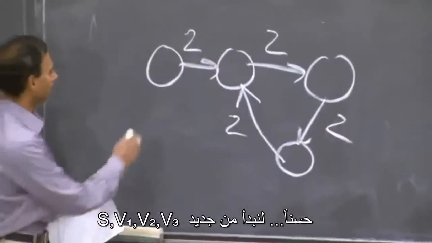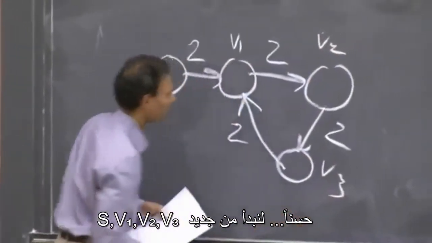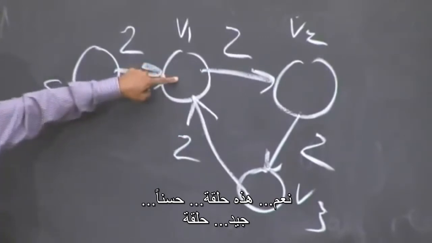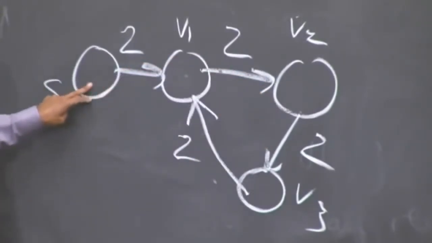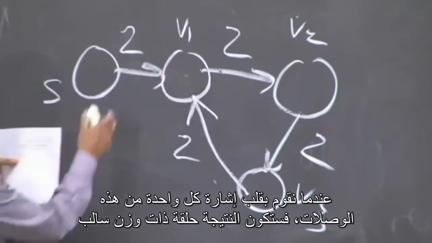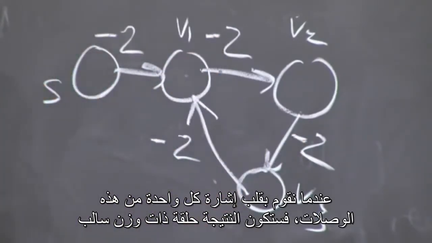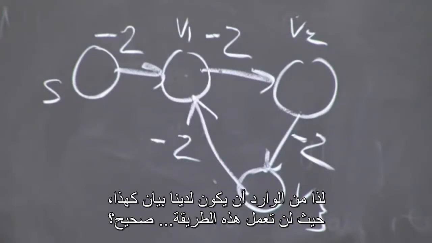All right. Start over. S, V1, V2, V3. So, yeah, that is a cycle. So when you actually negate each of these edges, you end up with a negative weight cycle. So it's possible that you could have a graph like this one, where this strategy won't work, right?